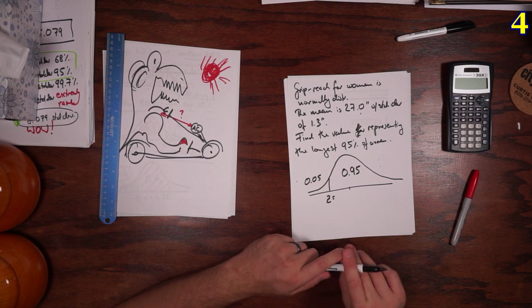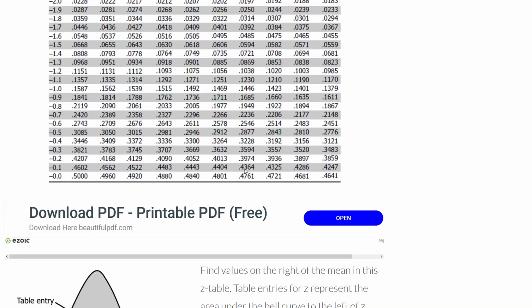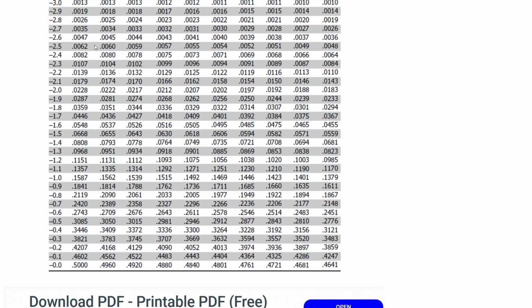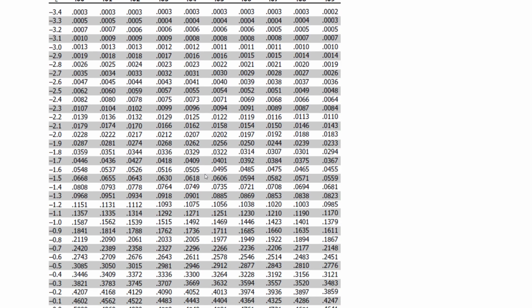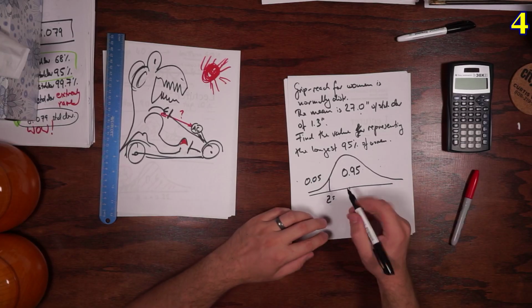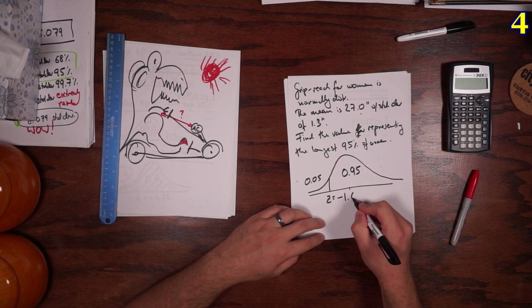Alright, if we look up the table, 5% ends up being right between those two values. Right, so that is negative 1.645.